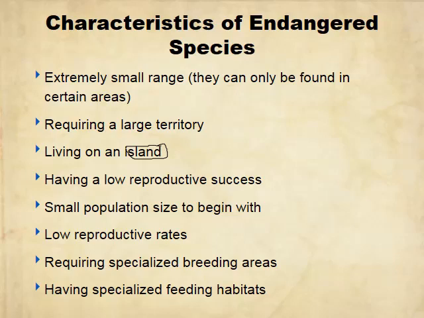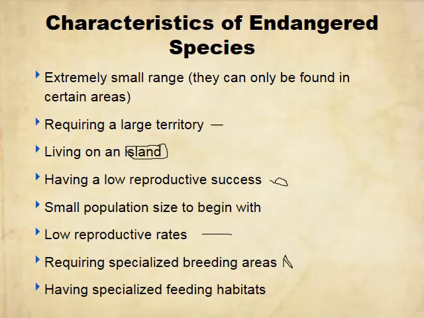Another thing is requiring a large territory, because we are actually taking habitat, which we're going to talk about tomorrow. And so these animals that need this large territory just don't have it anymore. Having low reproductive success, meaning that maybe not a lot of their offspring live. They have a small population size to begin with, so they don't have that genetic diversity. Low reproductive rates, meaning that they only maybe reproduce once every couple years. And another thing is requiring specialized breeding areas. If those areas are wiped out, then the species is wiped out because they have no place else to breed, and most likely they're not going to be able to adapt. Same thing with specialized feeding habitats.